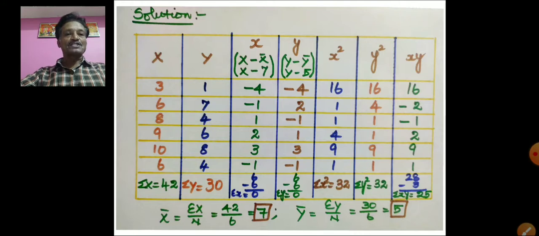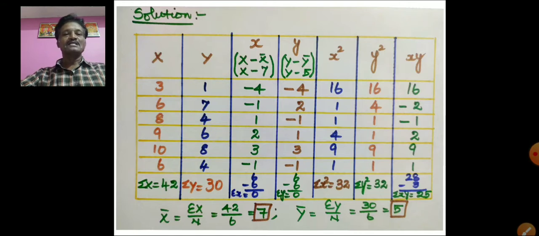In the same way we have to estimate small y. Small y is nothing but capital Y minus y bar, where y bar is 5. So the first y value is 1. It is lesser than the y bar value, so you put a minus sign. 5 minus 1 is 4, so minus 4. Then 7 minus 5 is 2, 4 minus 5 is minus 1, 6 minus 5 is 1, 8 minus 5 is 3, 4 minus 5 is minus 1. Now you can add all the positive values separately and all the negative values separately. The positive total is equal to 6 and the negative total is also equal to 6. So sigma small y equal to 0.